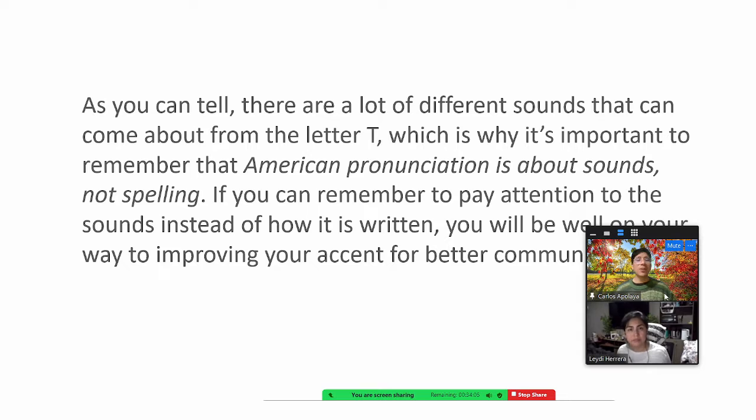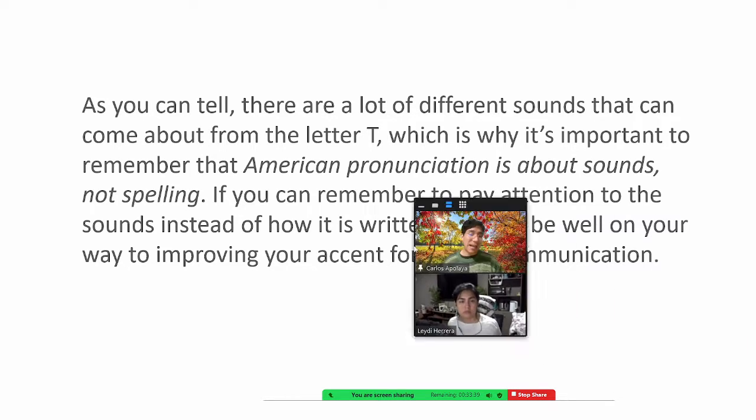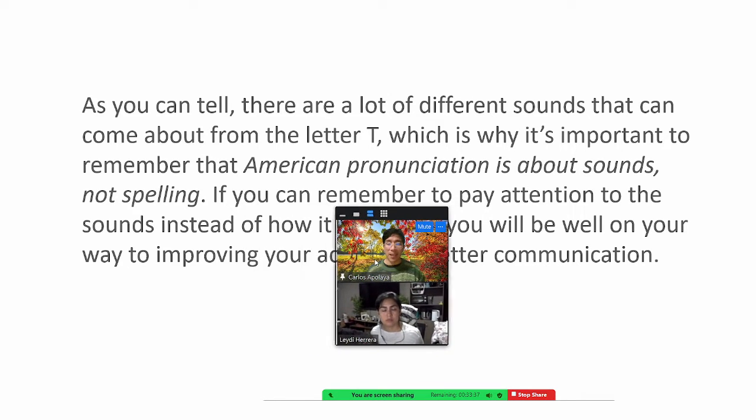Okay, so as you can tell, there are a lot of different sounds that can come about from the letter T, which is why it's important to remember that American pronunciation is about sounds, not spelling. If you can remember to pay attention to the sounds instead of how it is written, you will be well on your way to improving your accent for better communication.